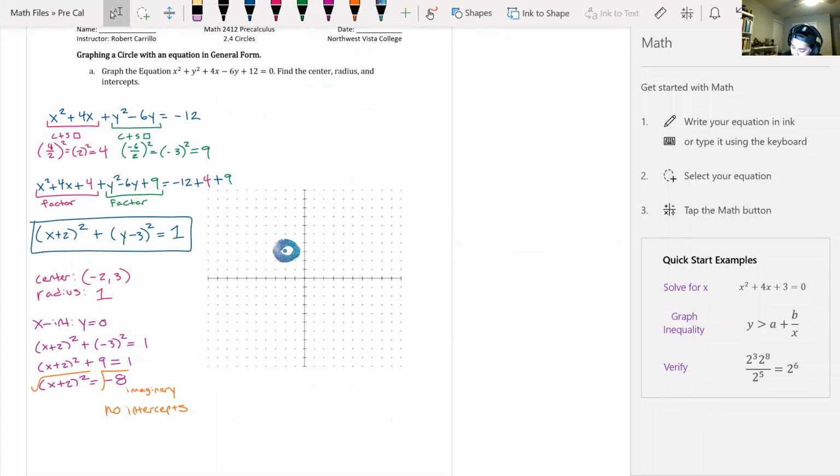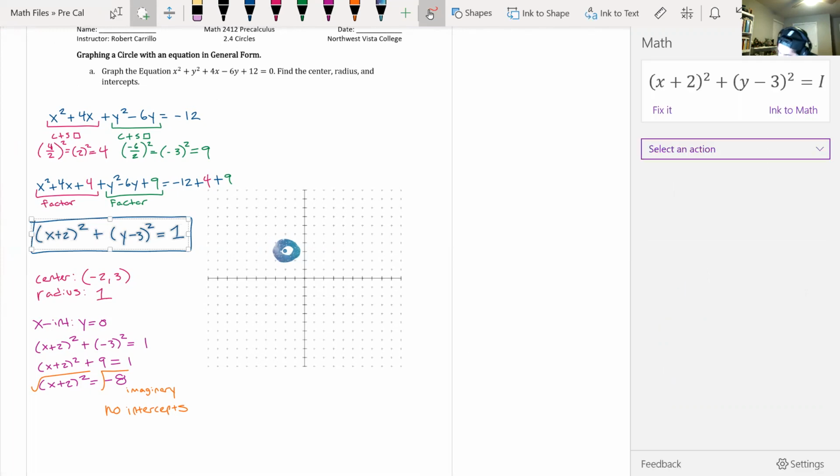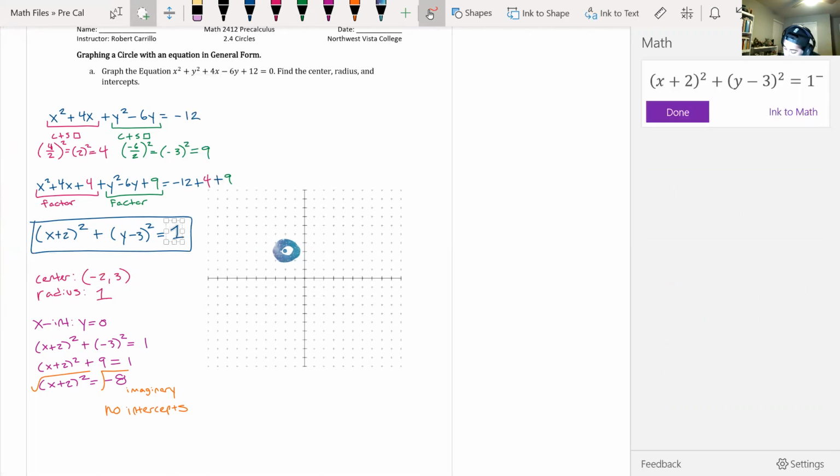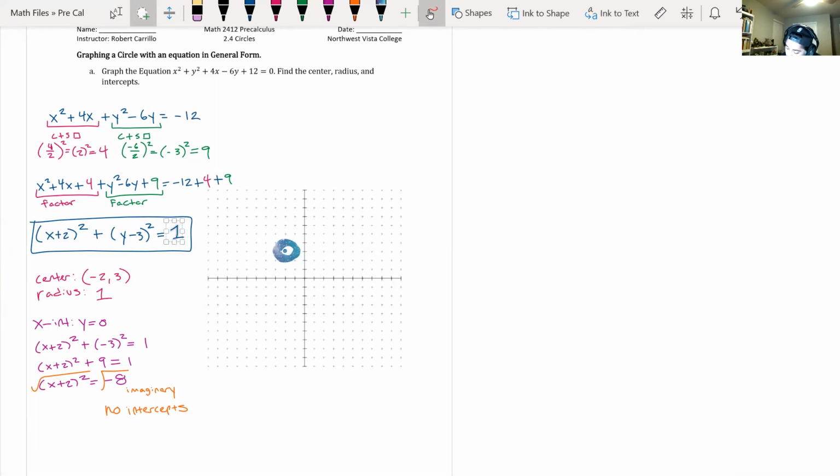Math. Write your equation in ink. I did. And then select it, and tap the math button. Oh, it thinks that's an I. Fix. It's a 1. Done. Oh, nope. Oh, well. It would usually graph it, but I think my 1's all messed up.